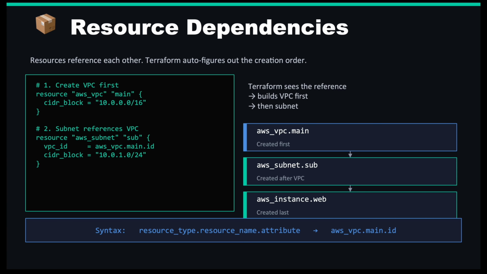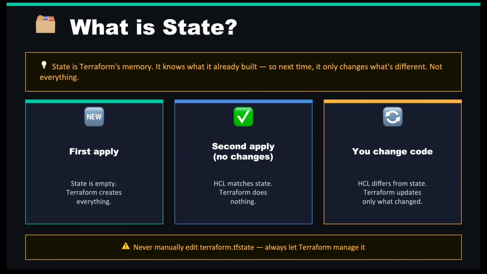So in case of subnet, you have to give the ID. So this is the resource dependency. Next is what is state. State is Terraform's memory. It is a file that tracks everything.